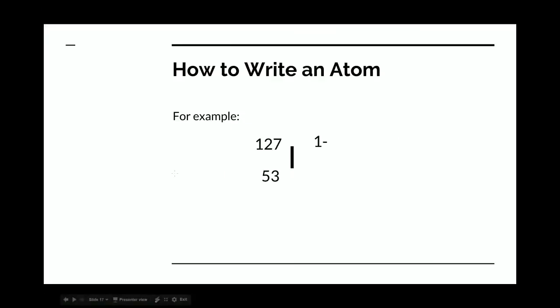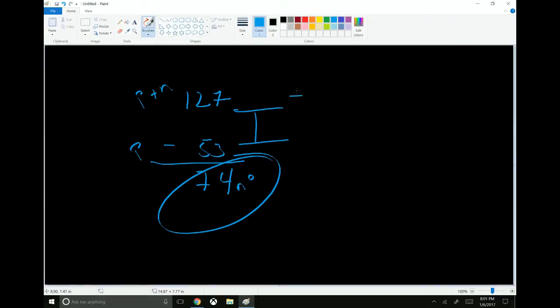Then, going back here, we see in the upper right-hand corner a 1 minus charge. So, 53 minus the number of electrons equals -1. This particular atom of iodine has 54 electrons. It's gained an extra electron. Okay. That gives it a negative charge because electrons are negatively charged.